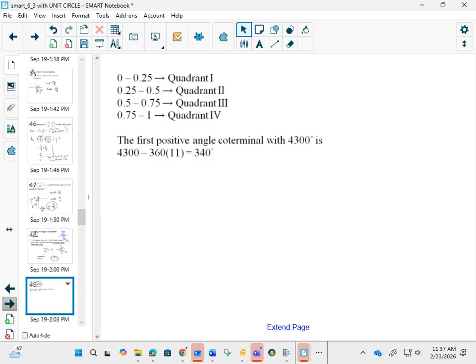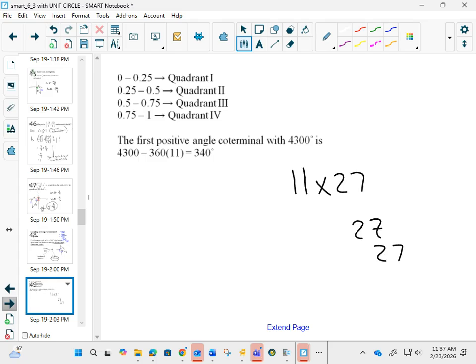Do you know the timesing by 11 strategy? 11 times 27 is 297. That works every single time.